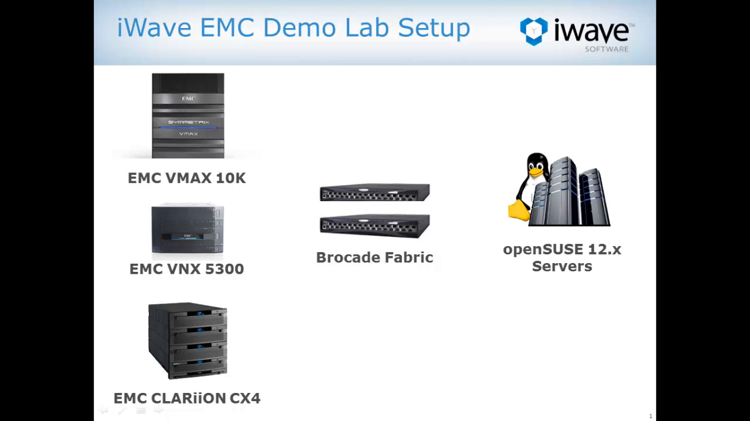And in the demo lab, we have three EMC arrays: an EMC VMAX 10K, a VNX 5300, and a Clarion CX4. And while all of these arrays can support multiple tiers of storage, the EMC VMAX 10K is defined as gold level storage, the VNX 5300 is silver level storage, and the Clarion is bronze level storage.